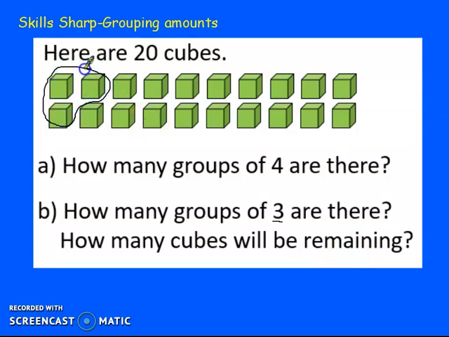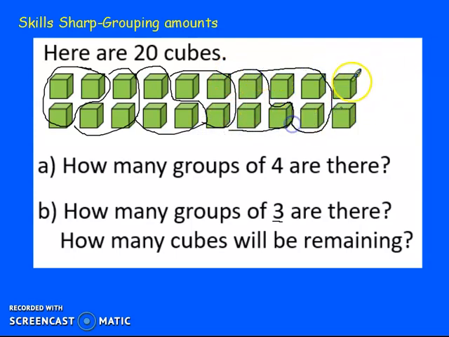We've got 1 group of 3, 2 groups of 3, 3, 4, 5, 6, and then I can't make a group of 3 there because we've only got 2 left. So we've got 6 groups of 3, and we use the R for remainder, 2, because there are 2 left over. So 20 divided by 3 equals 6, remainder 2 because there are 2 cubes left over.